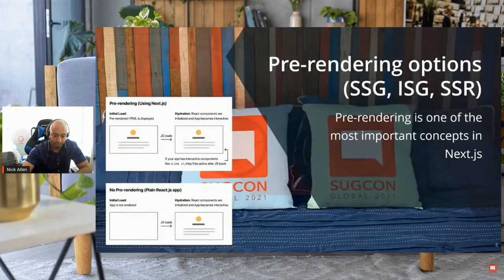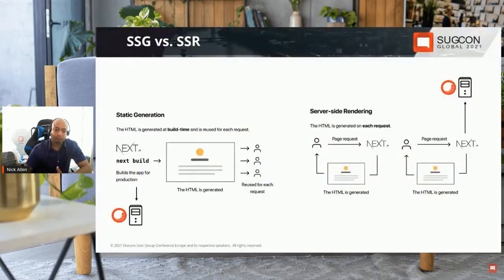And we can control this. We can decide which pre-rendering option we use on which pages and what parts of the site. So where possible, it is recommended to use static generation, which again means your pages are pre-built, cached in the CDN.